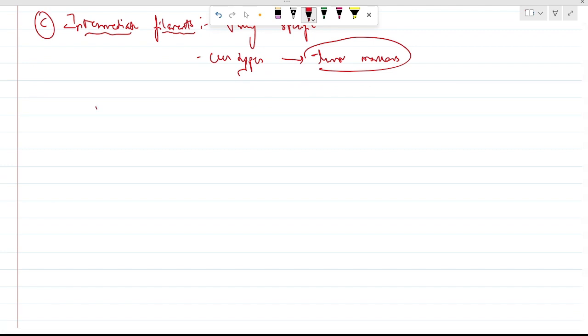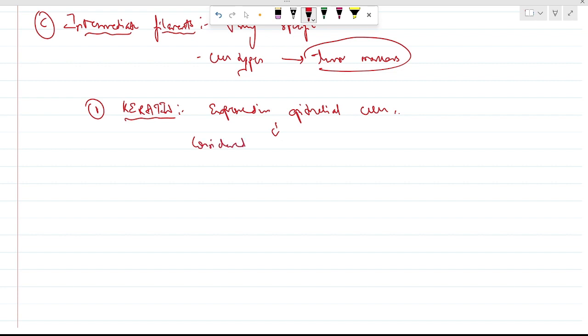The first intermediate filament we are going to discuss is keratin. This keratin protein, we know, is present in hair. It's a very important structural protein. This keratin is expressed in epithelial cells, and it is considered a tumor marker of carcinomas.